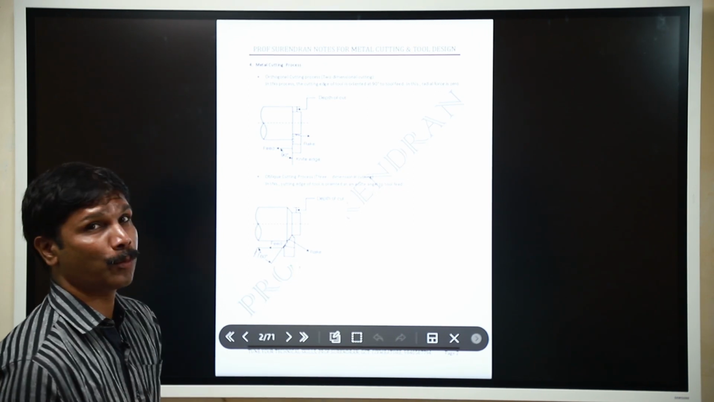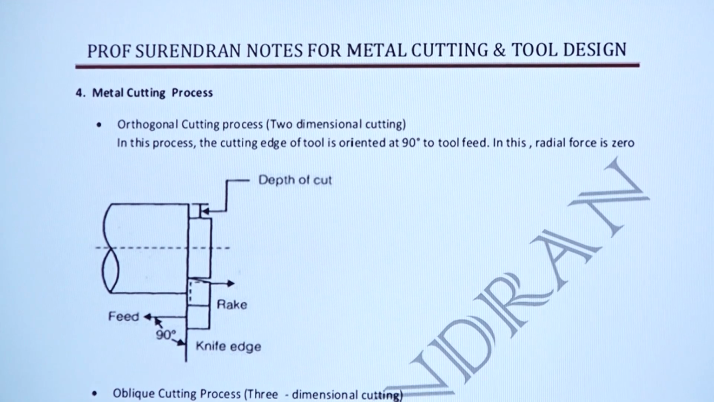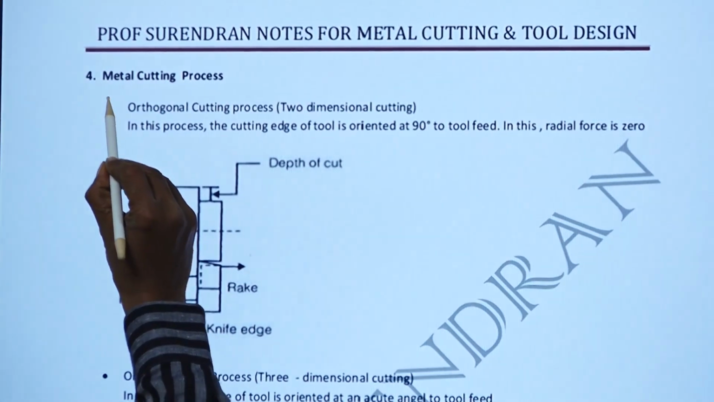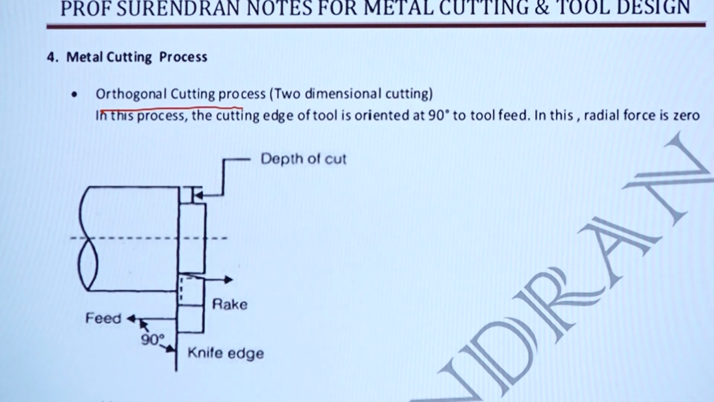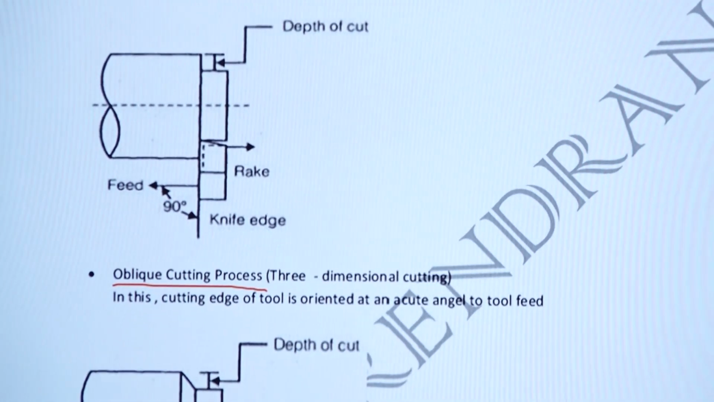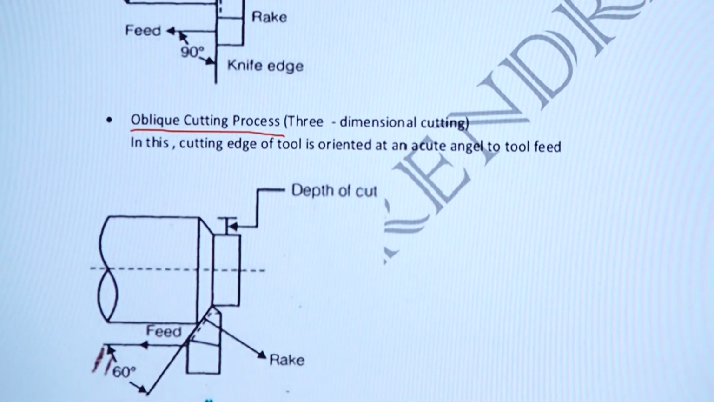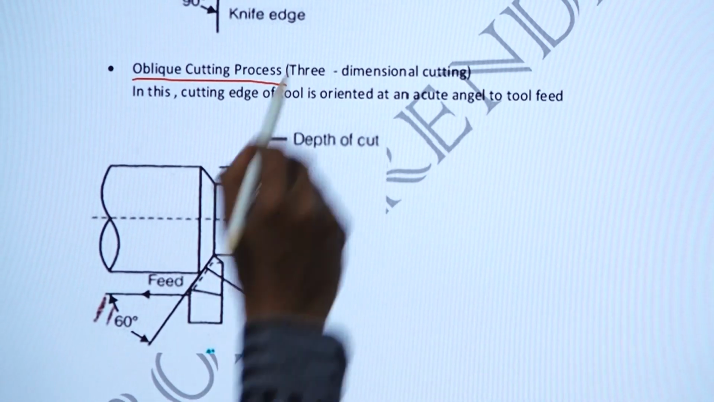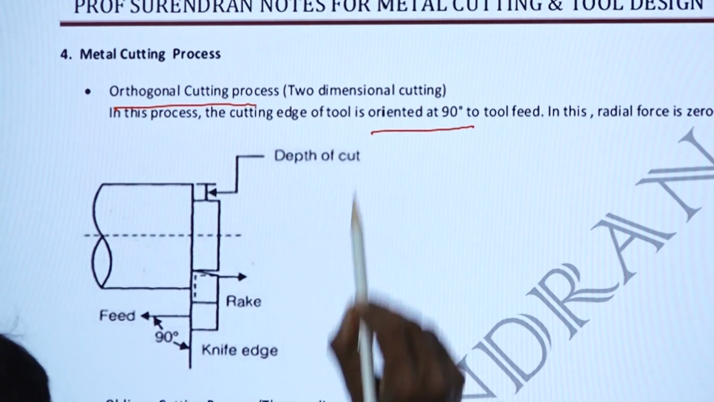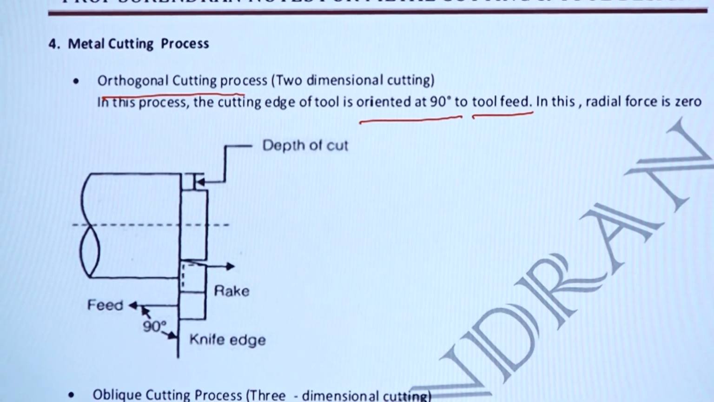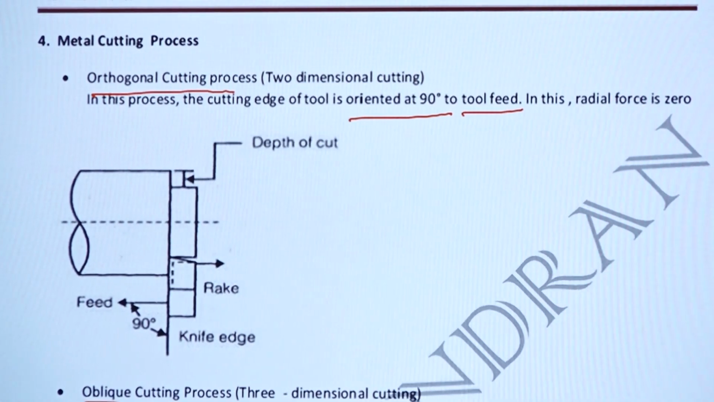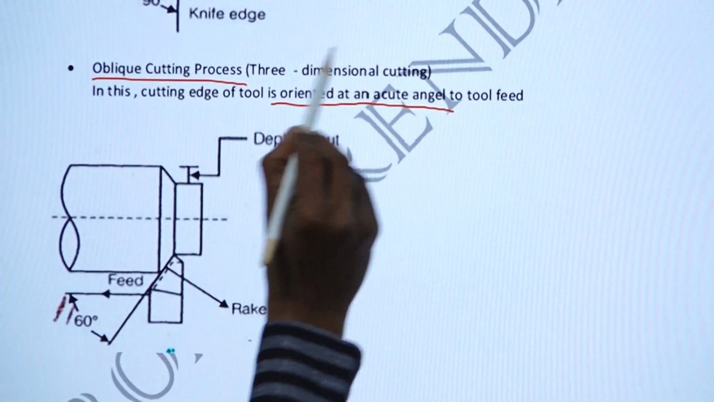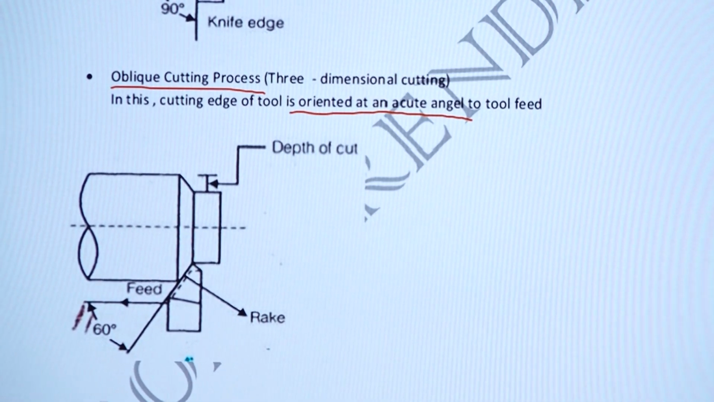We are going to discuss the metal cutting operations. Metal cutting processes are broadly classified into the orthogonal cutting process and the oblique cutting process. Orthogonal cutting can be called 2-dimensional cutting, and oblique cutting is called 3-dimensional cutting. In orthogonal cutting, the cutting edge is oriented 90 degrees to the tool feed direction. In oblique cutting, it is oriented at an acute angle to the tool feed.